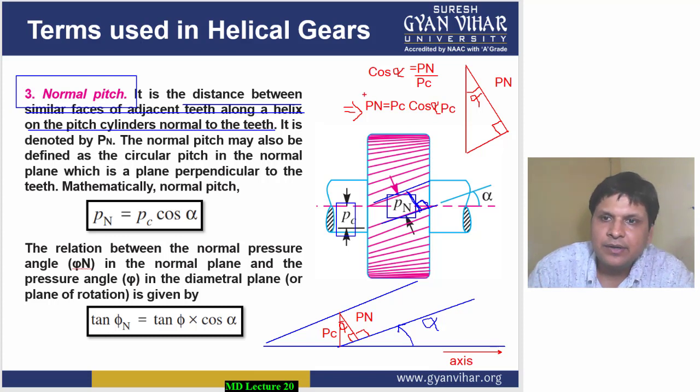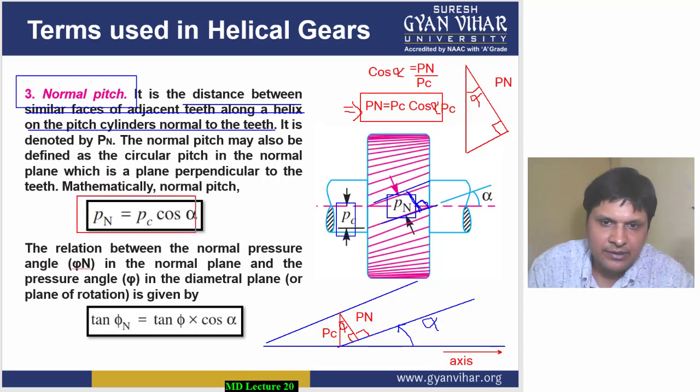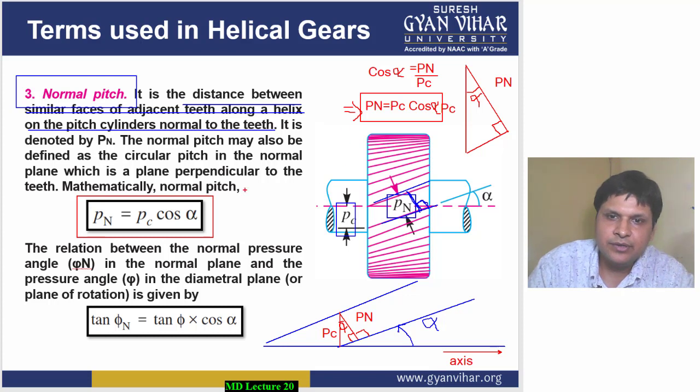So we have taken out the relation between Pn, Pc and helix angle. The same is written here mathematically, students. So in this way you can calculate that Pn is equal to Pc cos alpha. And the second relation that is important, and that you should keep in mind, is this one.